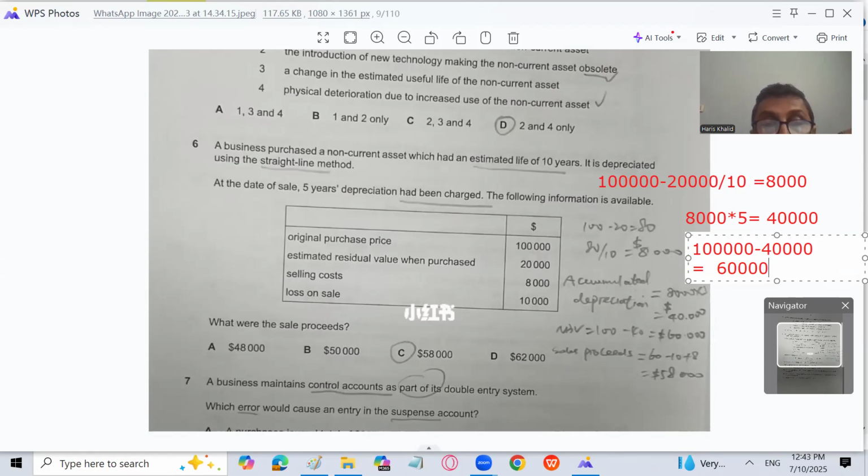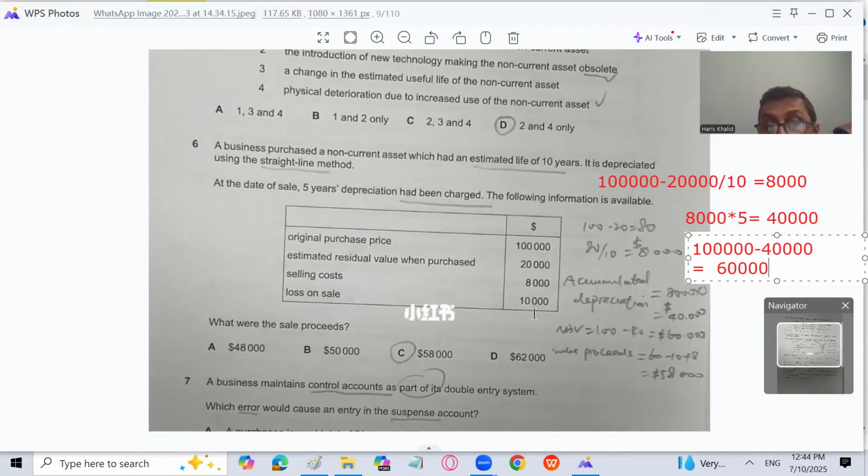Zara, please keep it in mind and just focus on that more. 60,000 is the book value. Okay, we have a loss of 10,000. It means that the asset is sold at 50,000. What the examiner has asked us is, what were the sale proceeds? He wanted us to find the sale proceeds of the asset. But the problem is that there is a selling cost of 8,000. That is also an expense which we need to incur. And then we are going to have a loss of 10,000.